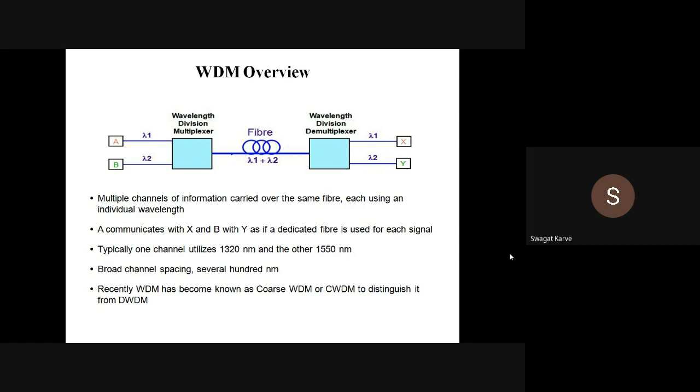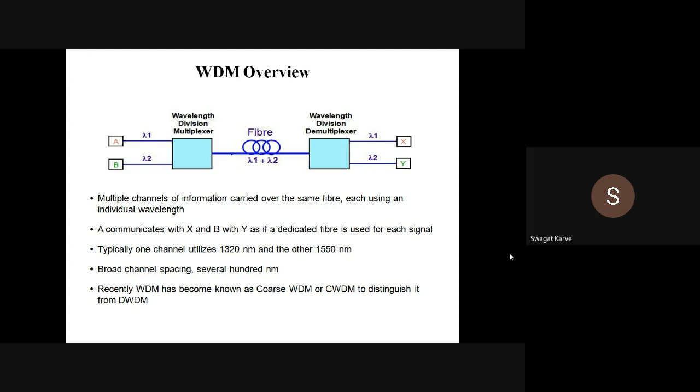So with broad channel spacing, up to several hundred nanometers of wavelength you can transmit. Basically, this wavelength division multiplexing is known as coarse wavelength division multiplexing, or CWDM, to distinguish it from DWDM. So this simple wavelength division multiplexing is also known as coarse wavelength division multiplexing, that is CWDM, and DWDM stands for dense wavelength division multiplexing.